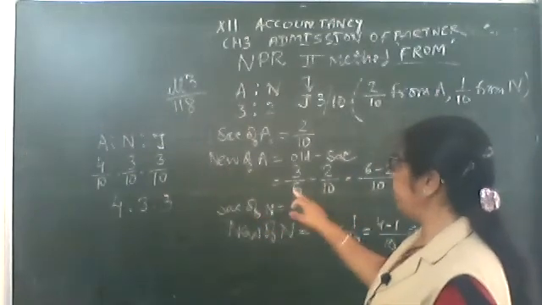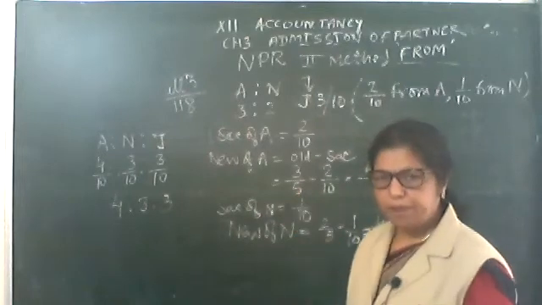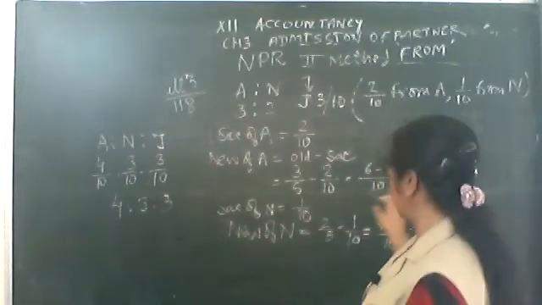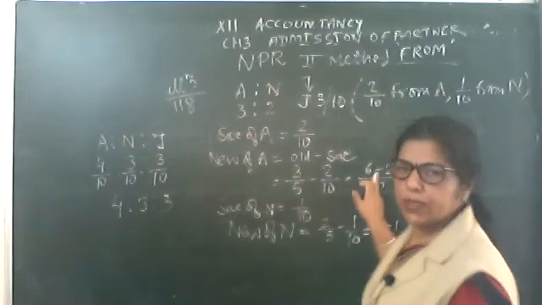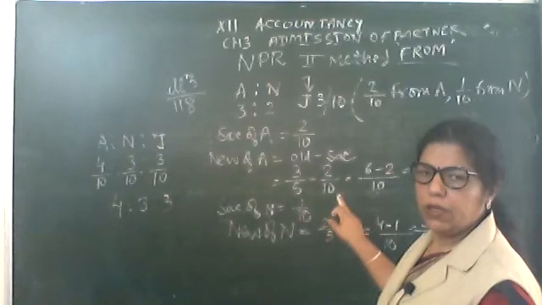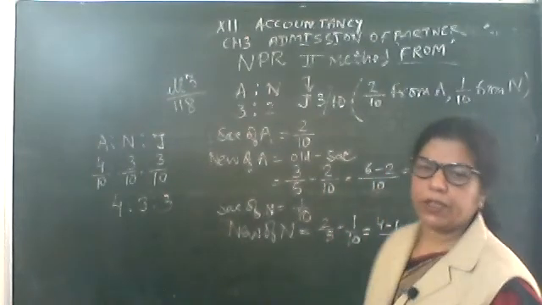So 3 by 5 minus 2 by 10. Now you will take the LCM, make the denominator common, that is 10. 5 2s are 10, 2 3s are 6. 10 1s are 10, so 6 minus 2, 4 by 10.